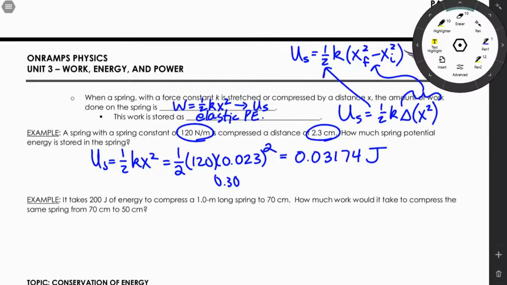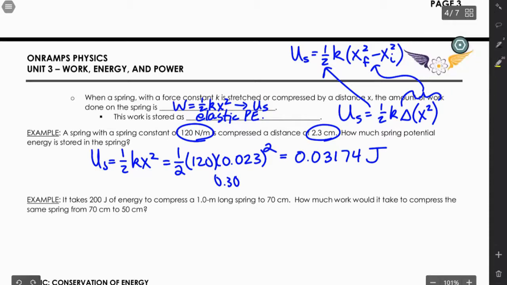Okay, so this next problem is going to talk about it takes 200 joules of energy to compress a 1 meter long spring to 70 centimeters. How much work would it take to compress the same spring from 70 to 50 centimeters? Okay. One thing that you can think about is this: this is our 0 point, right? And so this is going to be 0.3 meters, and so our stretching or compressing is going to be 0.30 meters, okay?